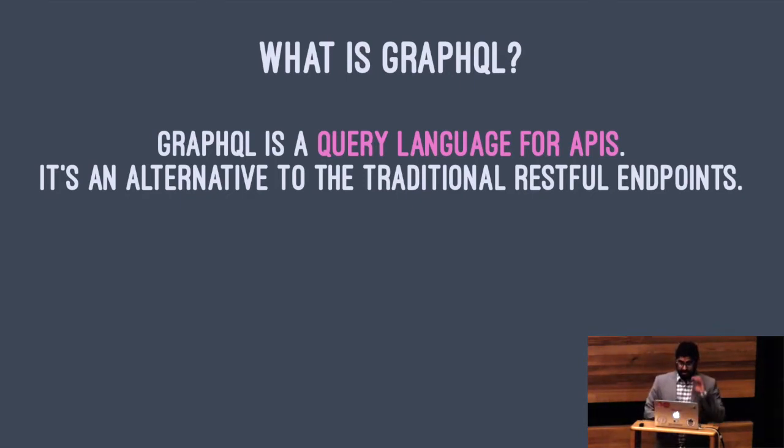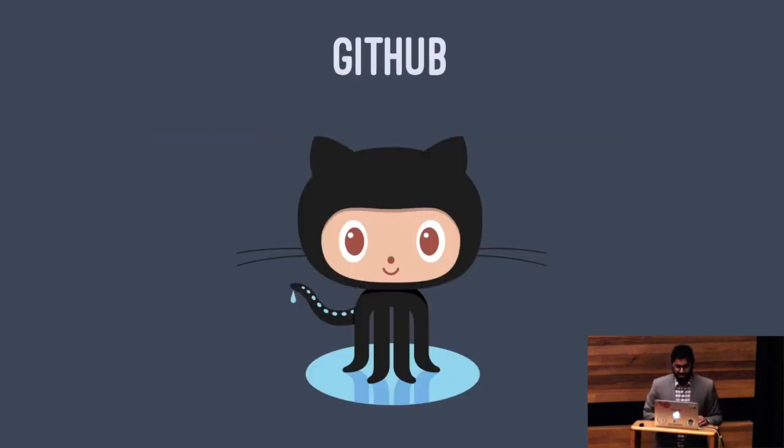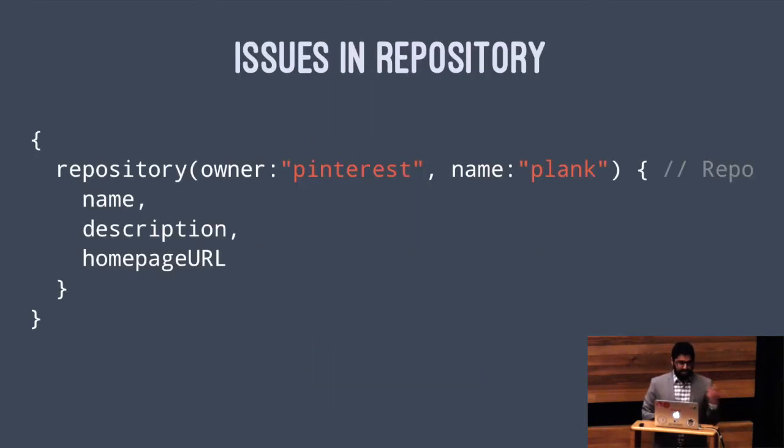I was going to set up my own GraphQL implementation for the demo, but I thought it'd be more fun to do something live with GitHub, something that everyone's familiar with. So let's say we wanted to actually get some information from GitHub. And the information we want to get is issues in a repository. So we might start with this repository query that takes an owner, which is Pinterest, and the name, which is Plank. And inside of that, we want to get a few fields.